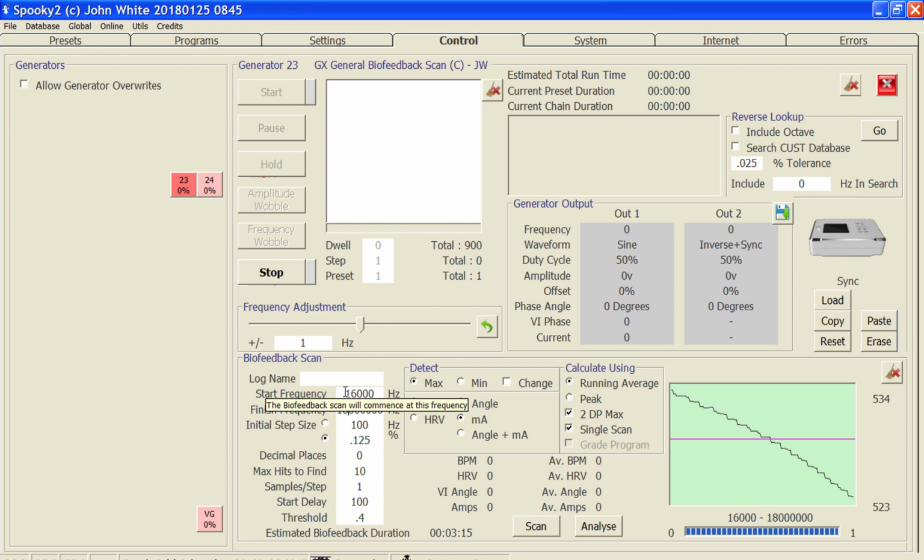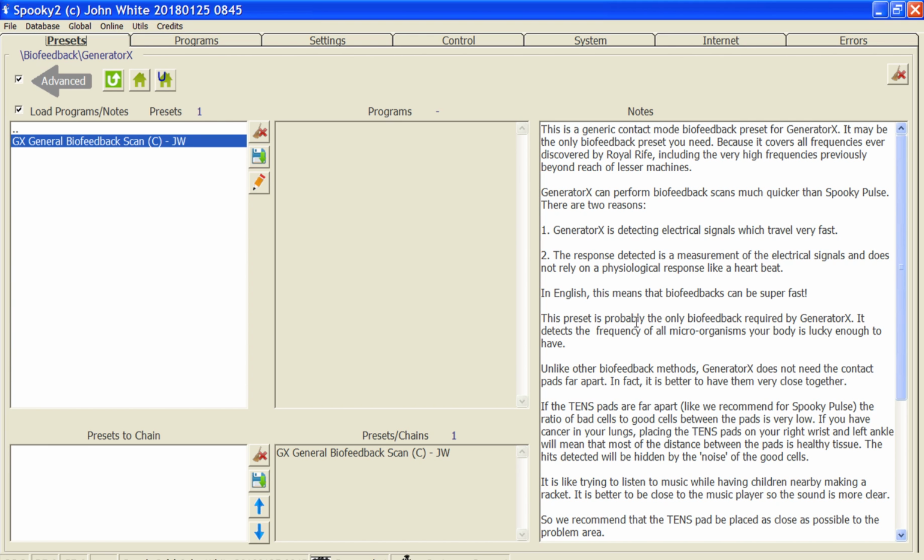Now, what Royal Rife discovered were within the range of 76 kHz to roughly 17 MHz. But we've taken this scan down to 16 kHz to get all the very, very large microorganisms that may be in your body. And the finish frequency is beyond that, which is the highest frequency that Royal Rife discovered. So in generic language, every single germ, every single bug that's in your body is going to be hit at some point by this biofeedback scan. This preset is probably the only biofeedback preset required by Generator X because it covers such a broad range. It detects the frequency of all microorganisms your body is lucky enough to have.